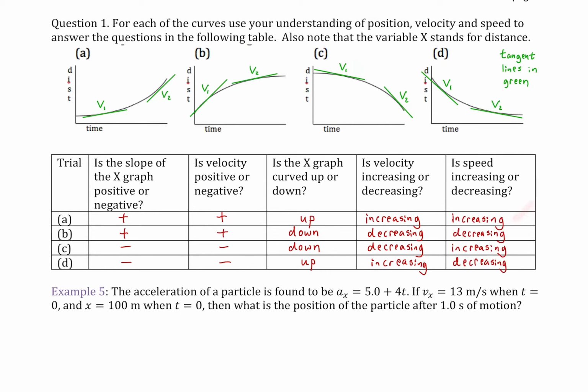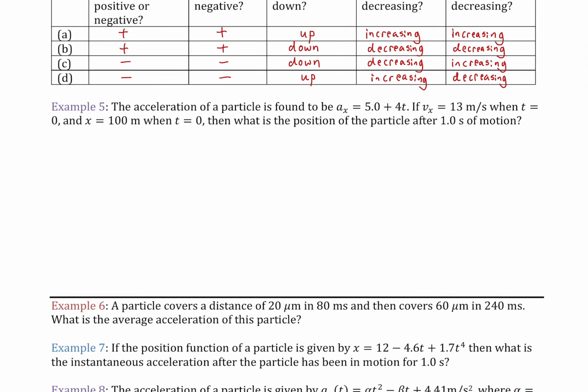Increasing for A, decreasing for B, because the magnitude is getting smaller. Increasing for C, it's more negative, but the magnitude is bigger. And D, decreasing. So this right here is a wonderful example of what is different between velocity and speed. Okay? All right. So now our final example involving antiderivatives and the end of this lecture.